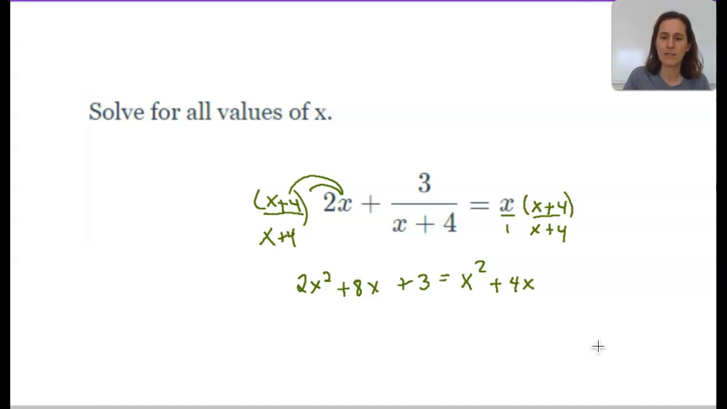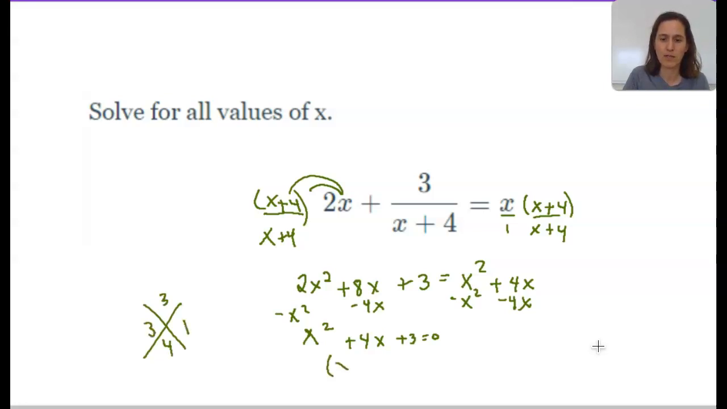So I subtract x squared on both sides, and I get 1x squared. I subtract 4x on both sides, so I get x squared plus 4x plus 3 is equal to 0. Remember, when you subtract everything on one side, move it over to the other side, it's 0. And whenever we solve a quadratic, we need it equal to 0 so that we can factor it. Factors of 3 that add up to 4 would be positive 3 and positive 1. So this would factor to x plus 3, x plus 1, and we set both equal to 0.